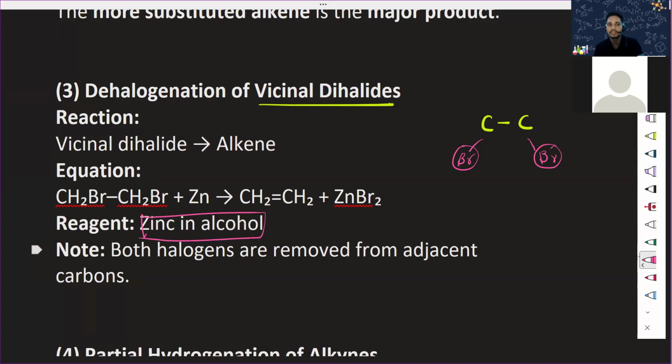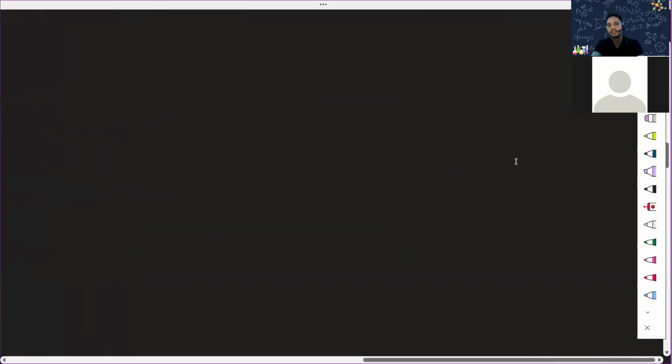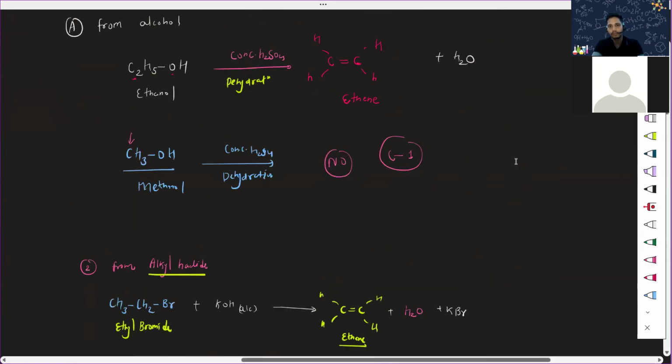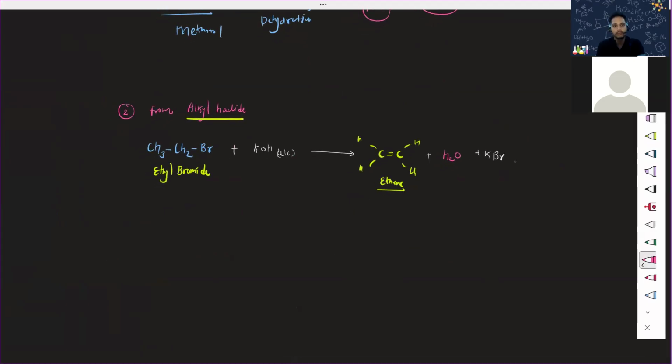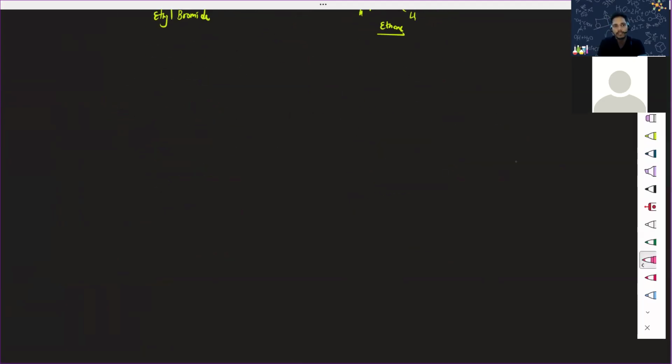We need zinc in alcohol as the reagent, and the substrate is vicinal dihalide. So what will be our third preparation? From vicinal dihalide. Any doubt, you can ask me. So here is carbon and carbon. I'm drawing Br here, and definitely the remaining part will be hydrogens.